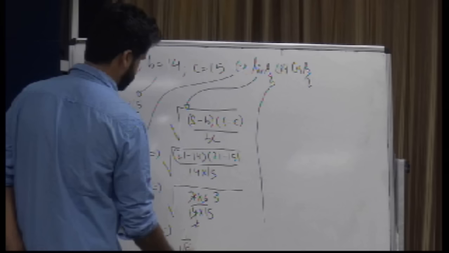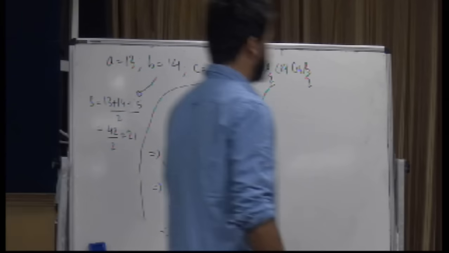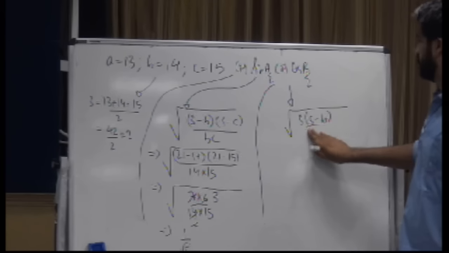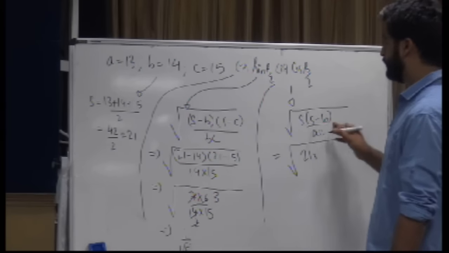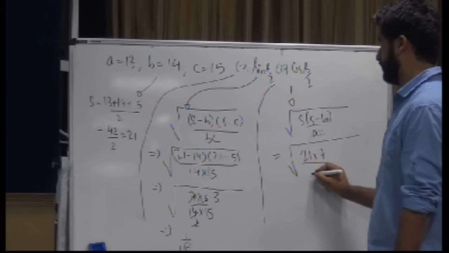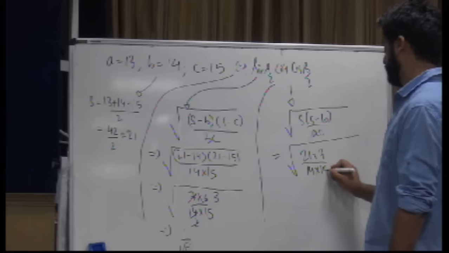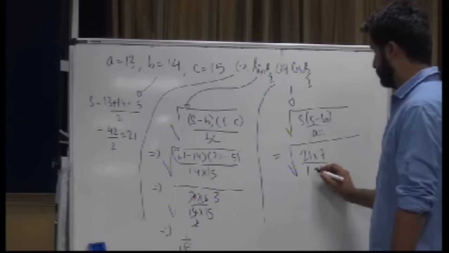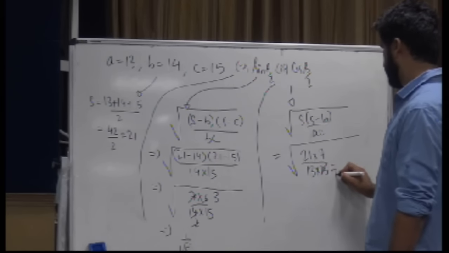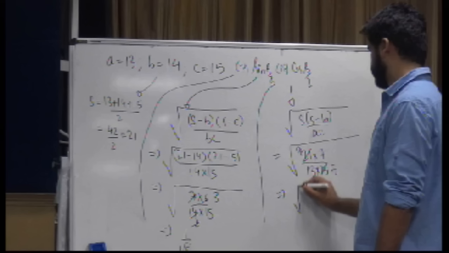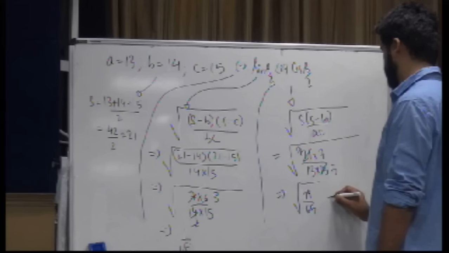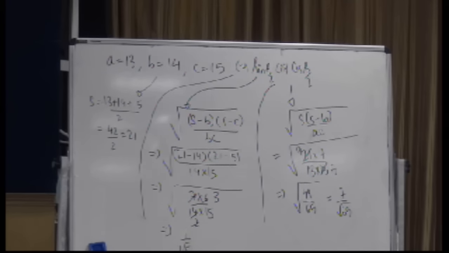For cos B by 2, this will be equal to root of S into S minus B upon AC. 21 into 21 minus 14, so this is 7 upon root 65. So whenever you are asked some half angles, this is the way to find it.